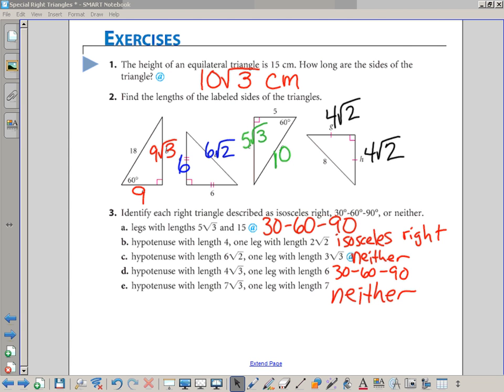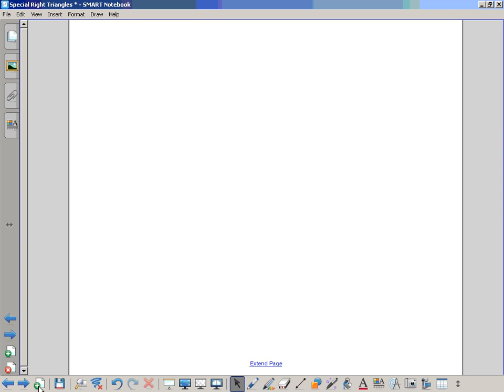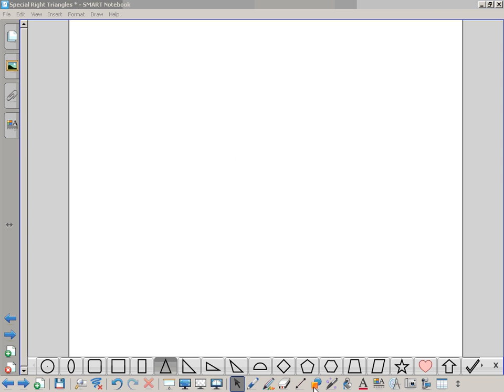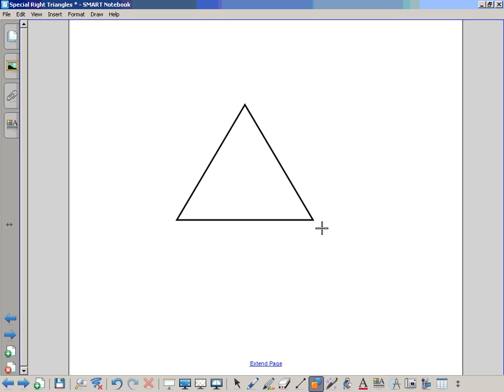We're on page 681, and number 1 is asking: the height of an equilateral triangle is 15. How long are the sides of the triangle? So the best bet when doing a problem like this is to draw a picture. On the next slide here, let's go ahead and draw an equilateral triangle. Equilateral means that all sides are equal.